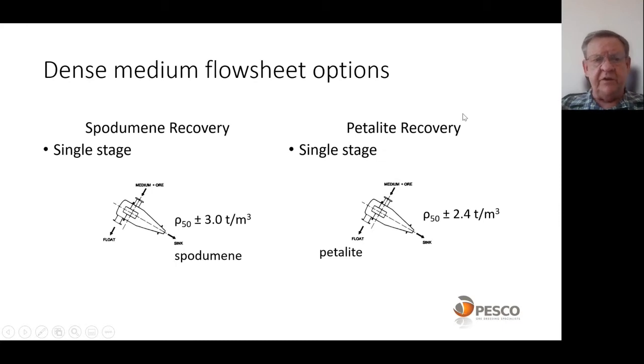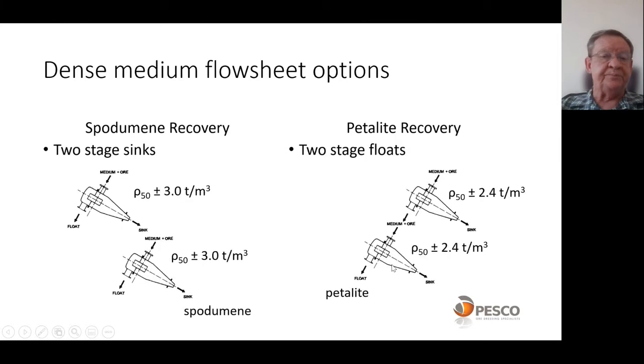If we look at our dense medium flow sheet options, in each case, we're going to look at spodumene recovery and petalite. The first one we're going to consider is a single stage. So if you have a single stage process for spodumene, you'll have a target cut density of about 3, and your spodumene reports to sinks. For petalite, you'll have a target cut density of 2.4, and your petalite reports to floats.